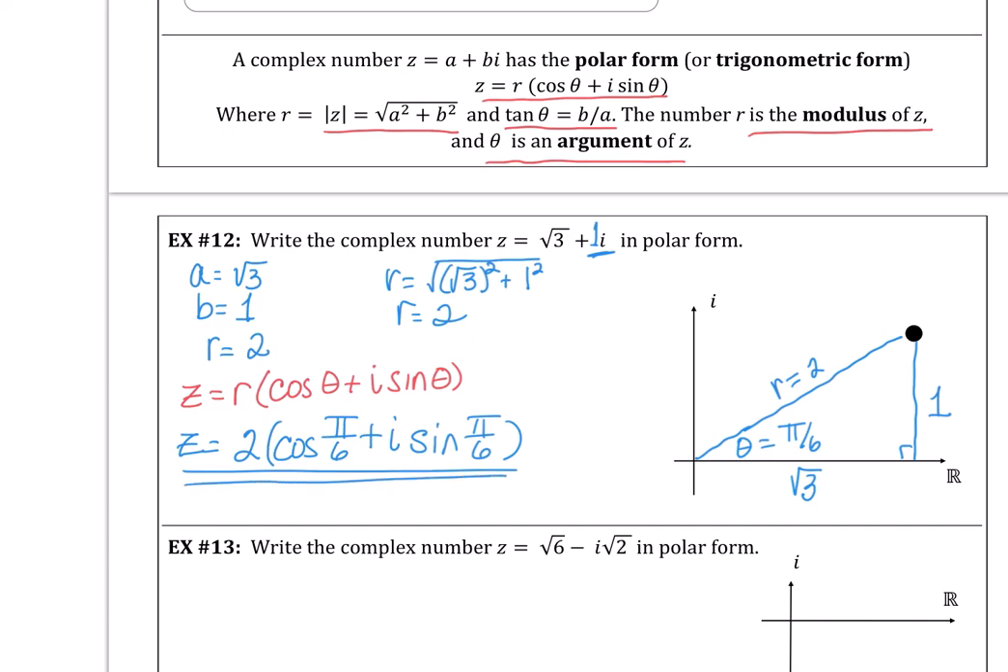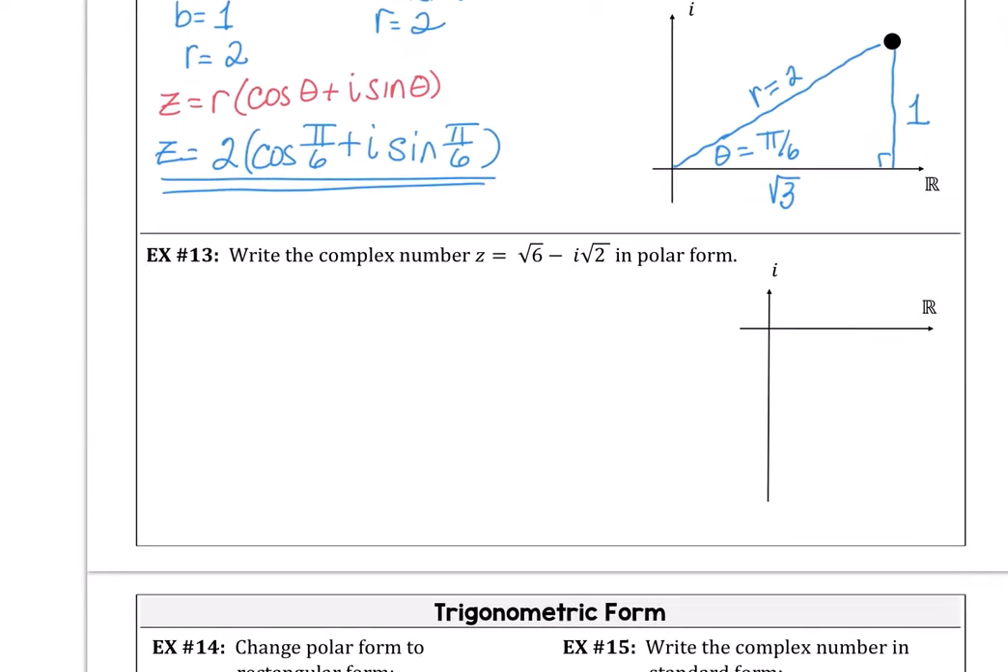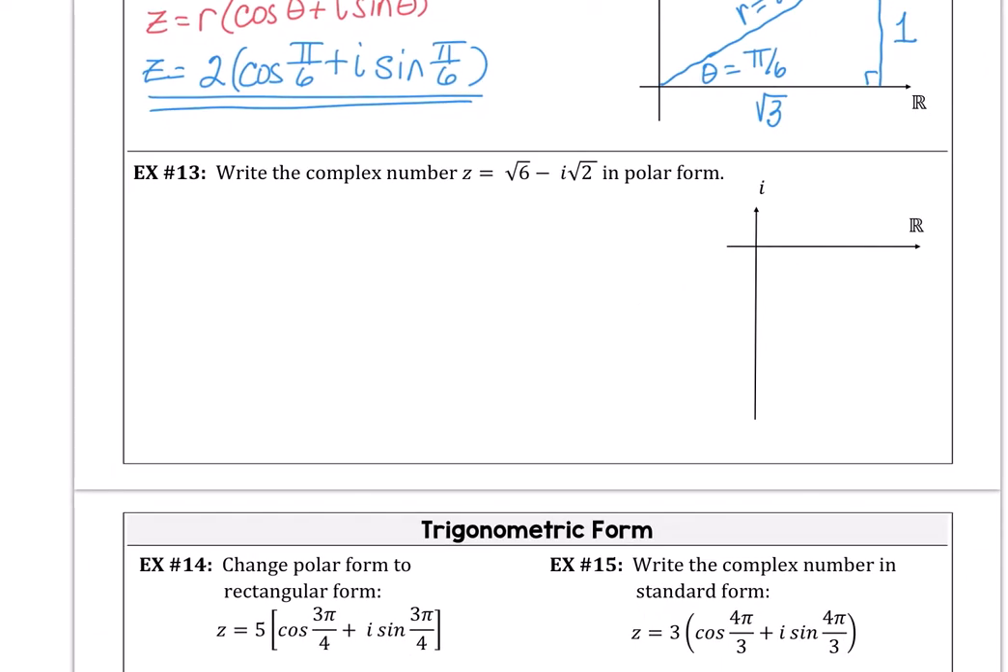Writing trigonometric form or polar form of a complex number. Let's try one more of those. We want to write the complex number square root of 6 minus i radical 2. Square root of 6 is the direction on the real number axis. Negative square root of 2 is the direction on the imaginary axis. That's our terminal side right there. This is our theta.